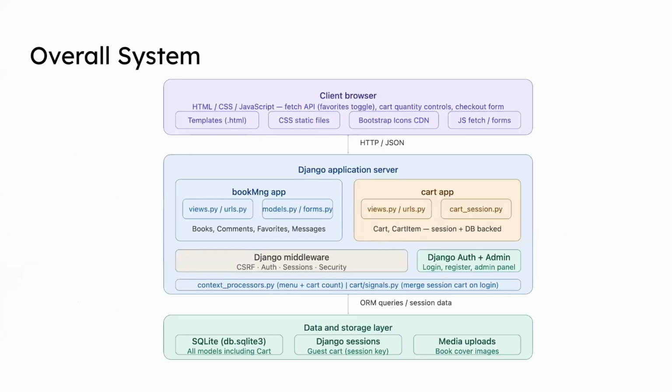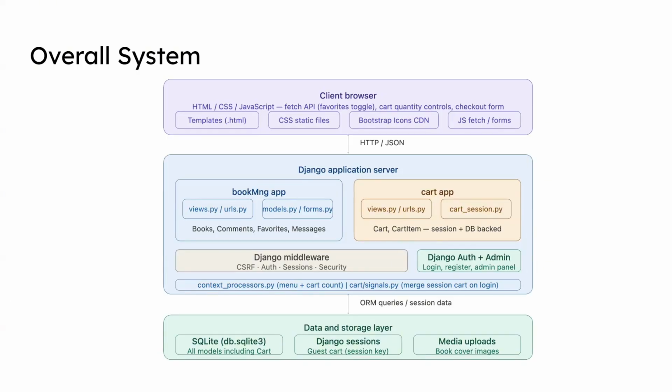Alrighty, so our overall system. Starting at the top, we have our client browser, which is what the user actually interacts with. This includes HTML, CSS, and JavaScript, which all control how the website looks and responds to user actions. The system communicates when the user clicks or submits something. So the browser sends a request to the server using HTTP, which you can see then travels over to our Django application server.